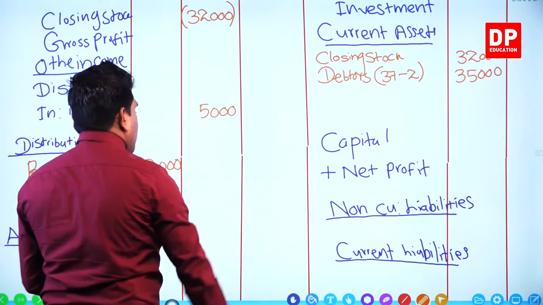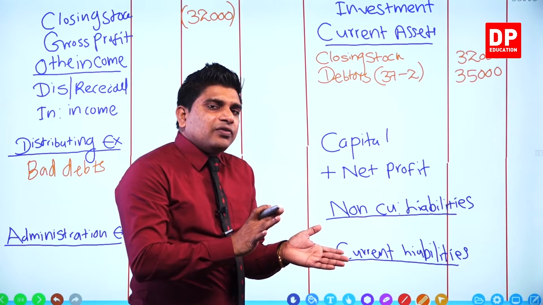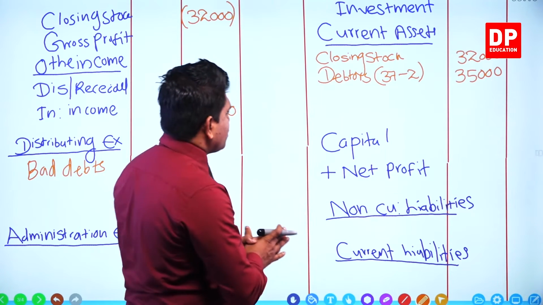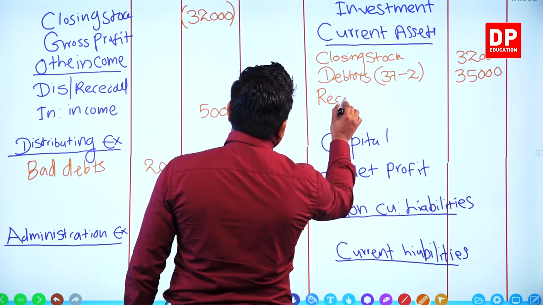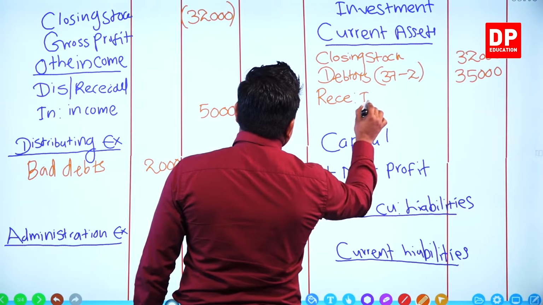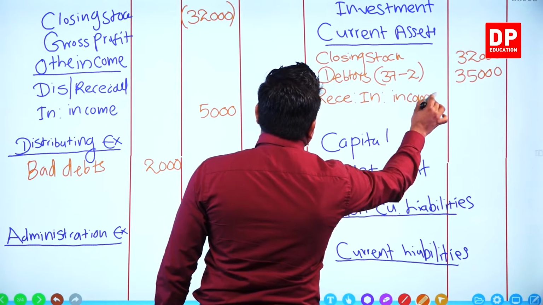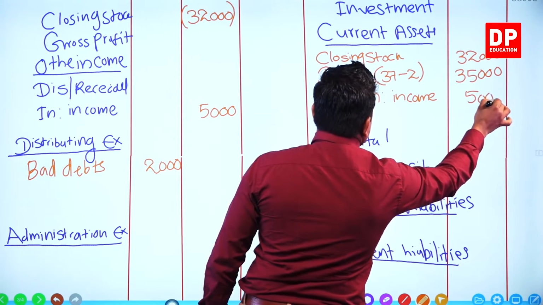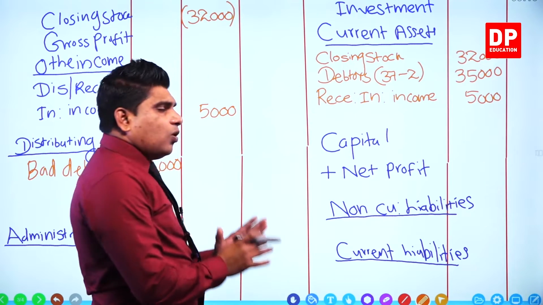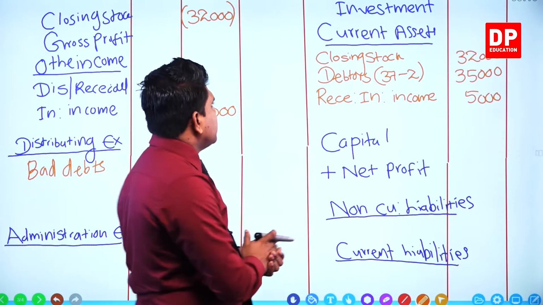The total amount of income to be received, where do you write? Under the current assets. Receivable investment income. How much? 5,000. Right, okay. Now all the adjustments are finished. Now you move to the question details, right?